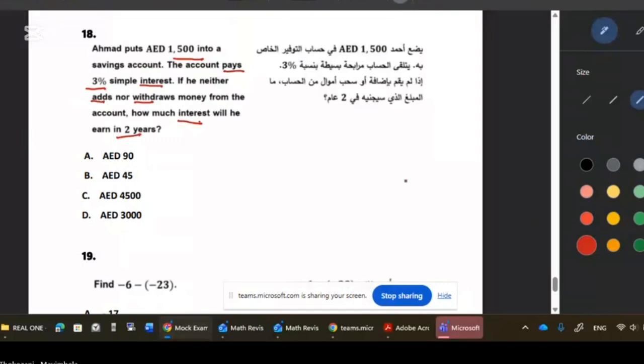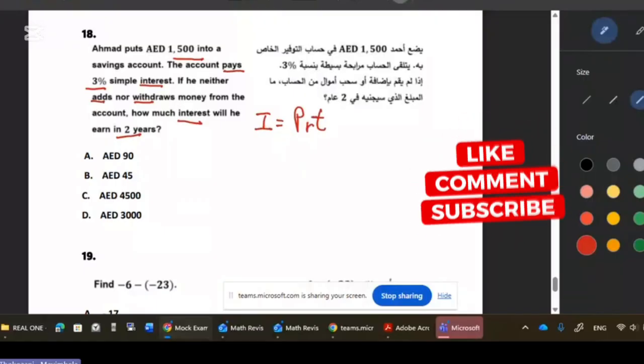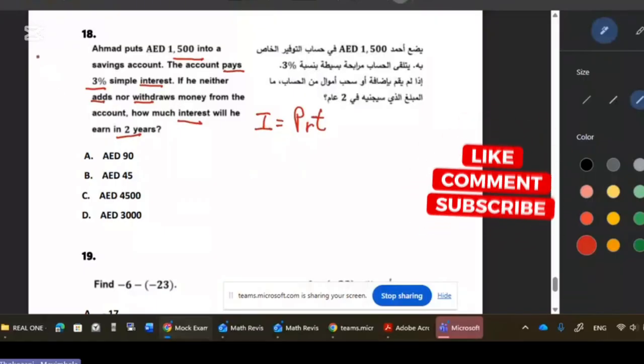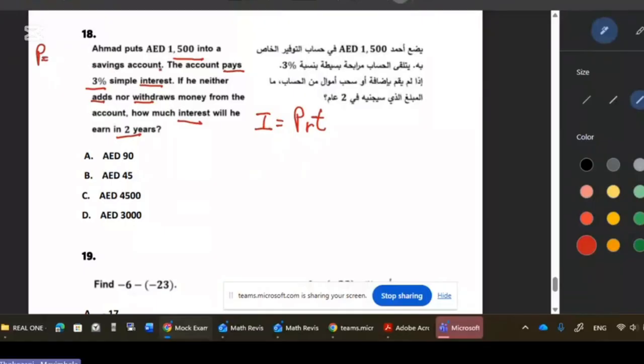There's a formula that you can use for these, boys. That formula is simple interest equals P times R times T. Now, what is our P? Our P is the money that he puts, the principal amount, which is 1,500. And what is our R?